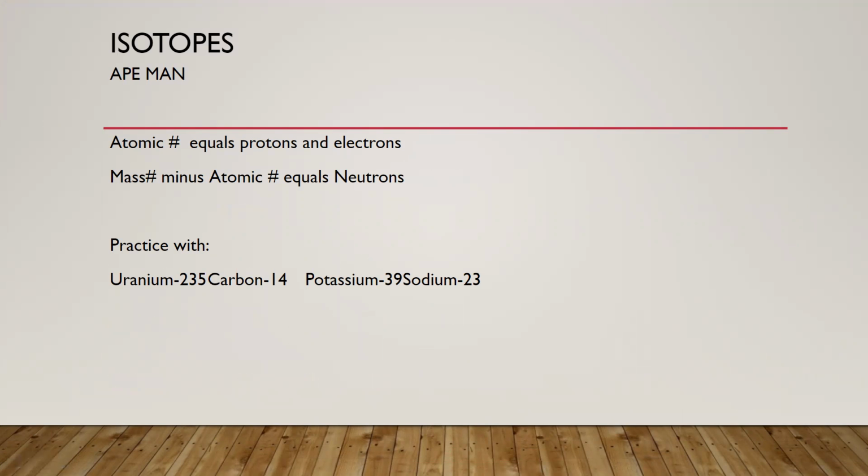So if you like a little mnemonic, "8-man" may help you remember that. Atomic equals protons and electrons, and mass minus atomic number equals your neutrons. If you need a little mnemonic. So let's look at a couple of these and we'll look at some of the practices.